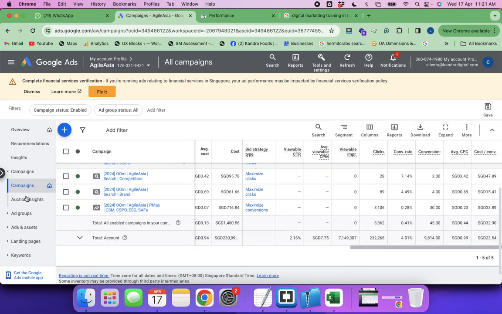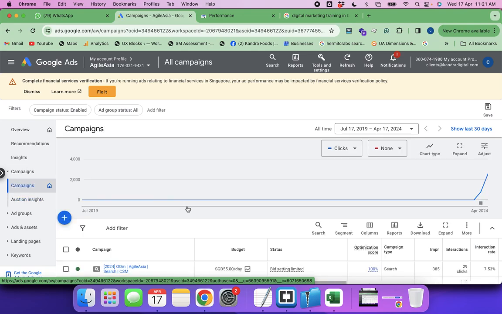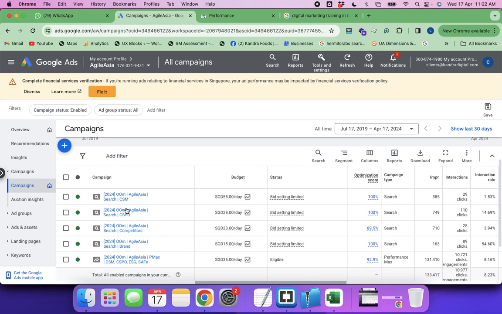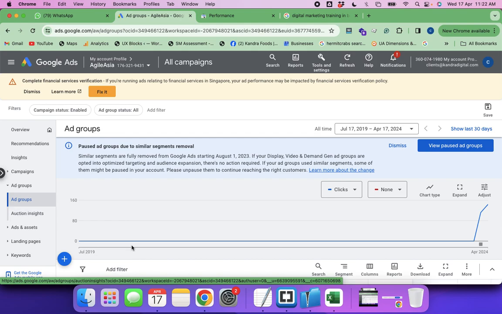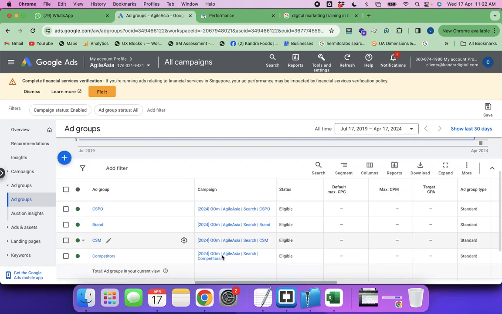Okay, so auction insights, which we have already seen. So how many campaigns are there here? There are one, two, three, four. Four campaigns, and all these four are search campaigns. You see the symbol, this indicates search. Inside the campaigns, there will be ad groups. When you click on ad groups, it shows all the ad groups pertaining to these four campaigns. All these ad groups that you see belong to these campaigns. You see that?